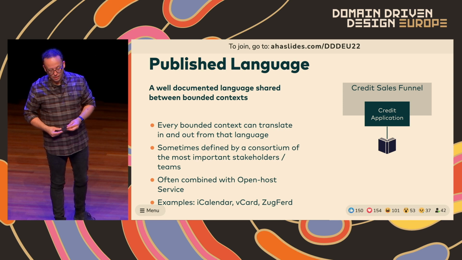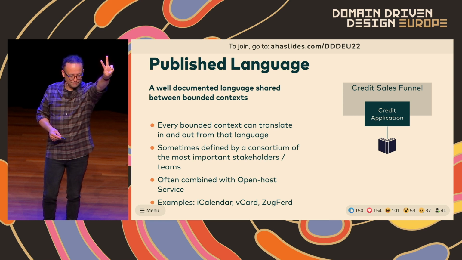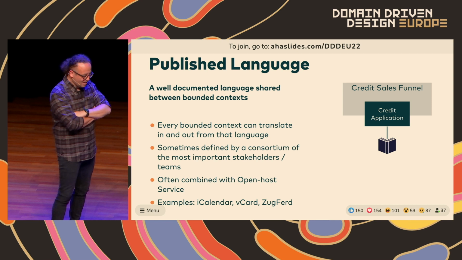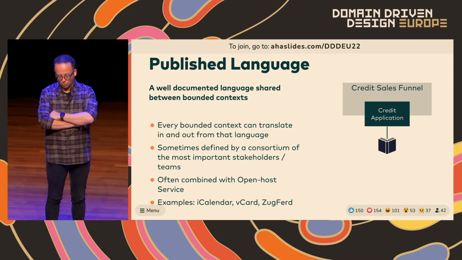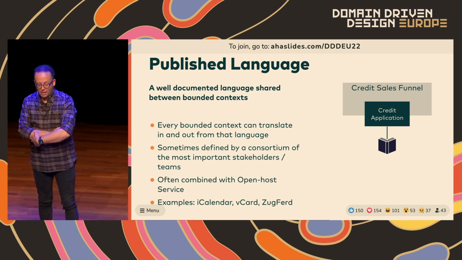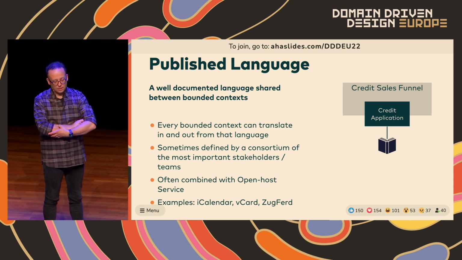Yeah? And then there is a pattern. We only have two more left. So we're getting to the end of all these pattern descriptions, which I consider to be very interesting, but which is also, in my eyes, rather vaguely described in the Blue Book and also the Red Book by Vaughn Vernon. That's called published language. So per definition, the published language is a well-documented language which is shared between bounded contexts and from which bounded contexts can translate in and out of that.